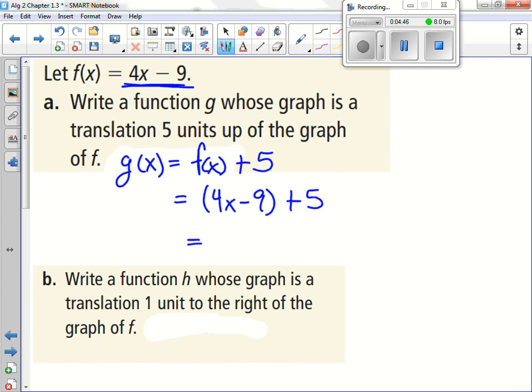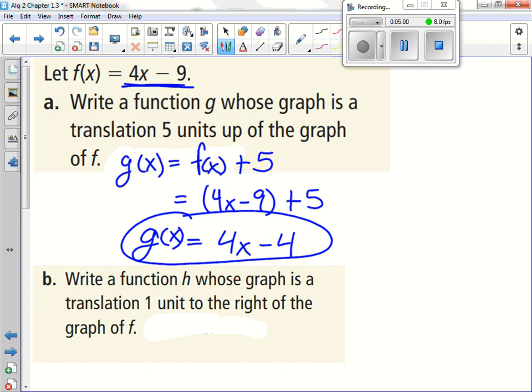Now at this point here, we can just combine like terms. 4x doesn't have any other terms with it, but negative 9 plus 5 gives us negative 4. So our new function g of x is 4x minus 4. And that's it. That's all we have to do for this one here.